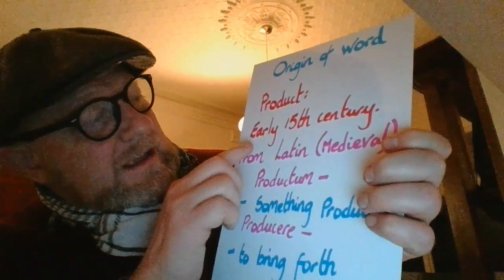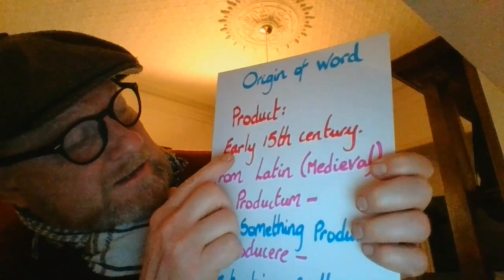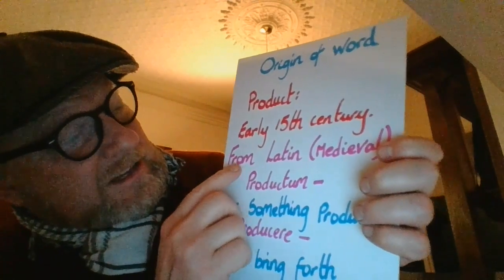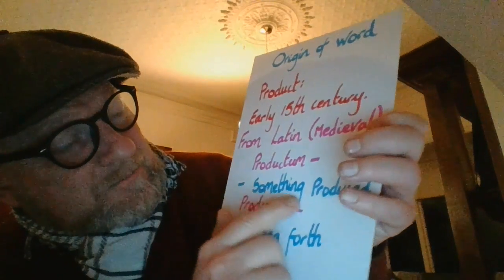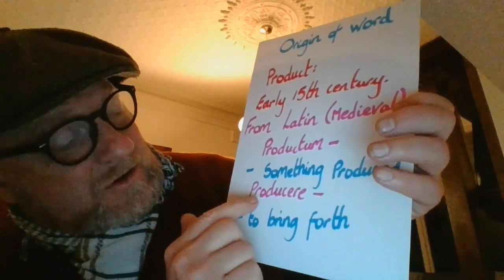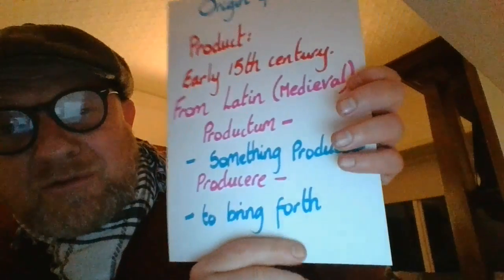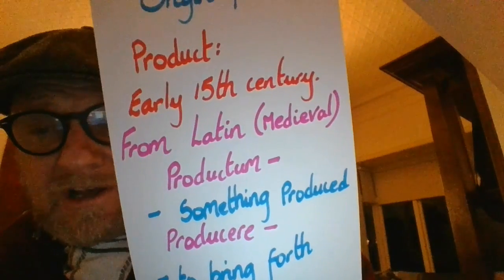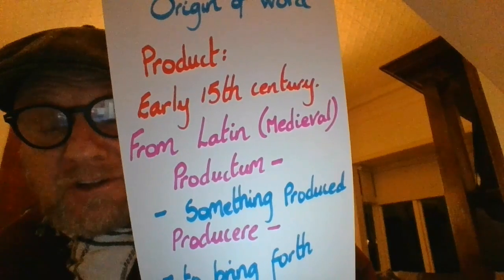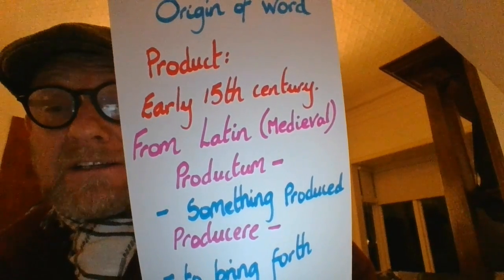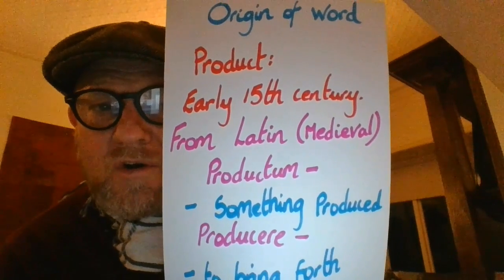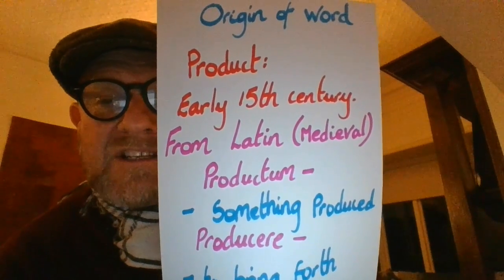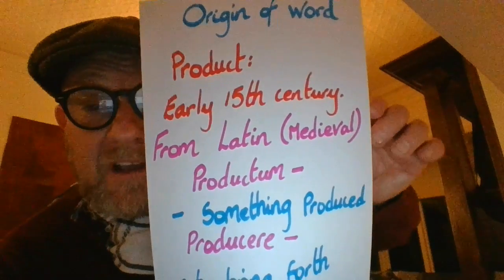I've chosen the word product. And I found out off the internet that product is an early 15th century word, and it comes from medieval Latin. Productum was the original word, something produced. It also comes from the word producere, to bring forth. And that's the origin of the word product. Lots of mathematical words come from Latin, Greek, or French. So have a go and see if you can find out your own definition and your own historical perspective of one of the words that we're talking about today.